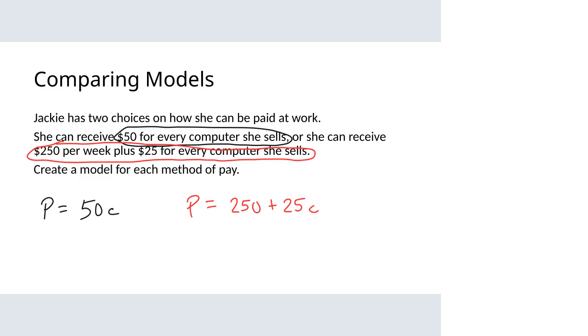A model where she gets paid strictly on commission. Whatever you sell, that's what you get. Or a model where she gets a little bit of pay plus a little bit of commission. If there are any questions on those, let me know. Coming up next, I'm going to have you try to help Jackie choose.